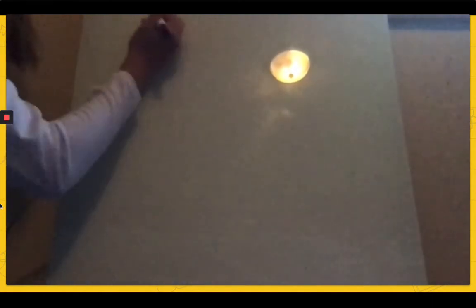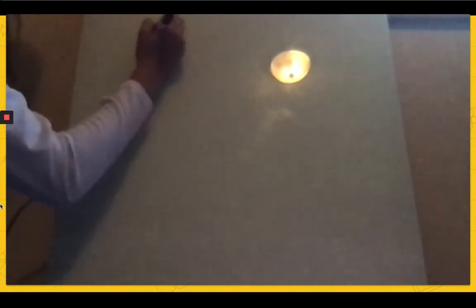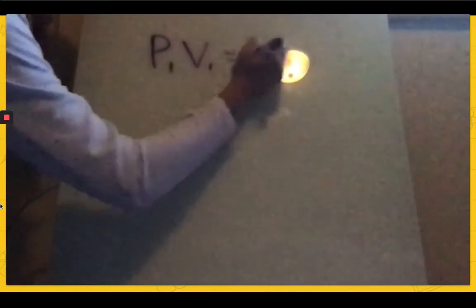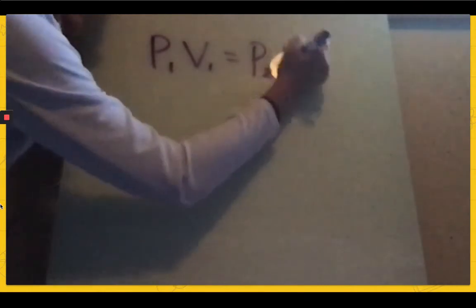So again, let's go over to our whiteboard. This question is a little bit different than the previous one. It gives us a little bit of a tricky piece of wording. Because we know we're looking at pressure and volume, we're still going to use our same equation: P1 V1 equals P2 V2.